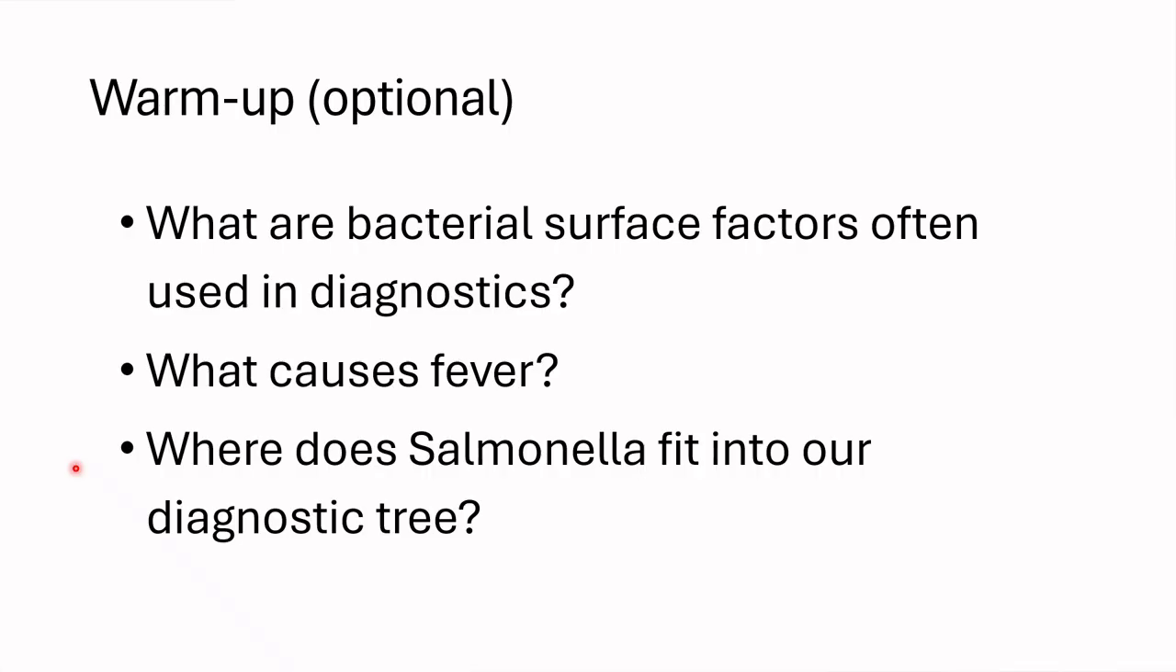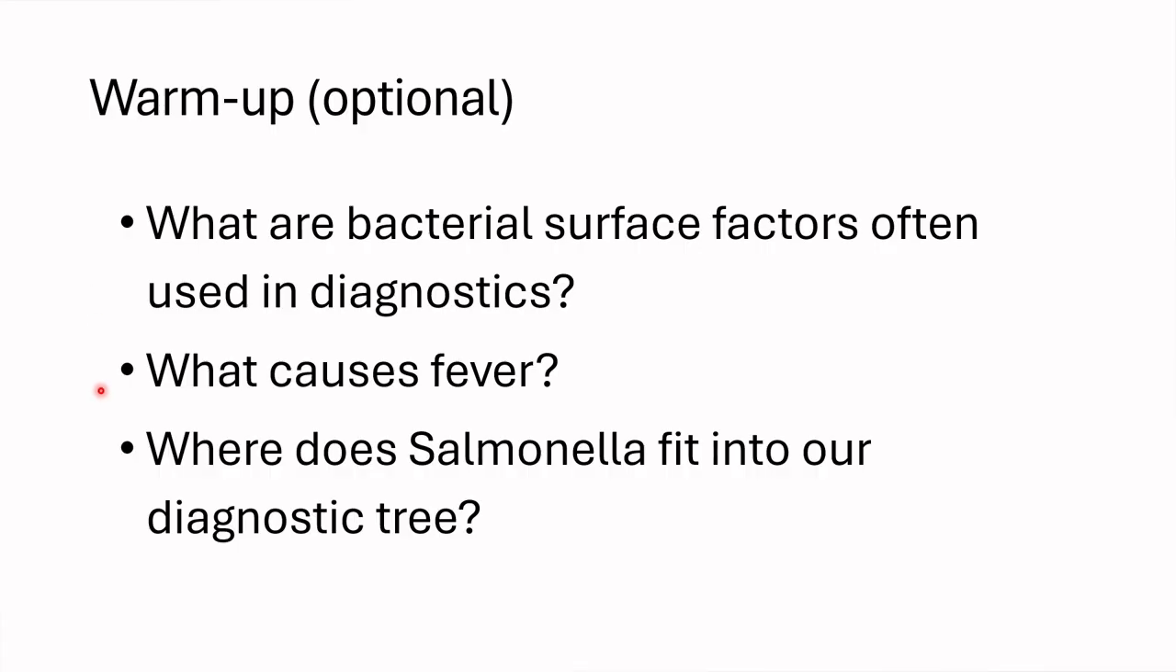So question number one, what are the bacterial surface factors often used in diagnostics? So this is the O antigen, which means LPS, the H antigen, so the flagella, and then often or sometimes there is also a capsule antigen, often denoted then as K antigen. Actually, in the Salmonella, we'll see that the capsule has a different letter, a different combination of letters.